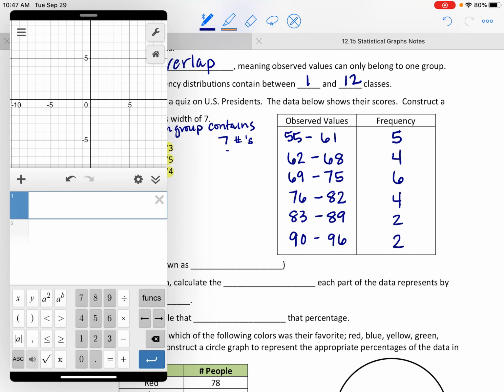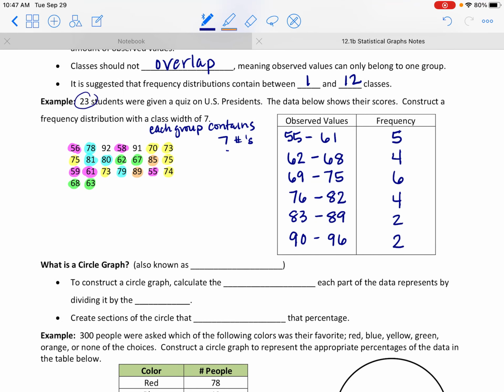So I put 5, and then 4, and then 6, and then 4, then 2, and then 2. All together, that is the 23 quiz scores that I said I was given, right? 23 quiz scores. Okay, so everyone's placed, didn't miss anybody out. That is what our frequency distribution looks like.